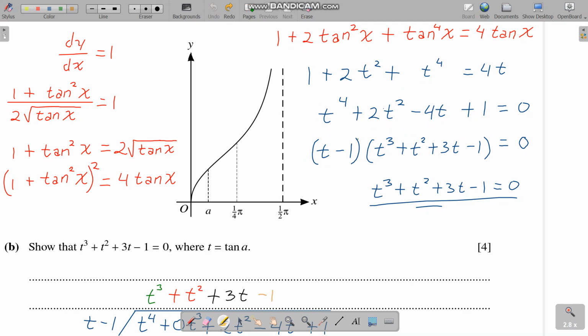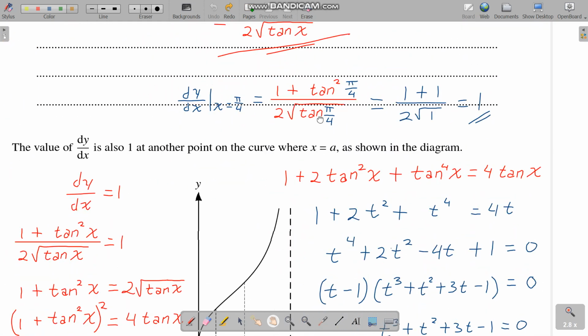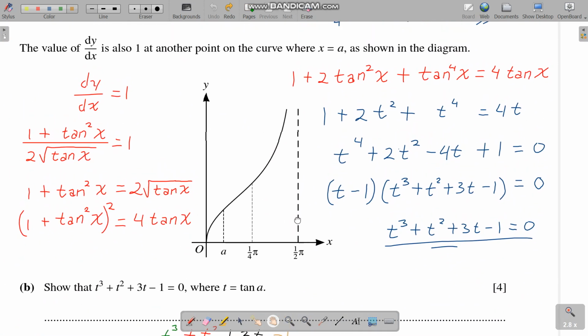And we are not solving t equals 1, because that is from the other solution. We know that already here, so we are looking for the other solution. It is also 1 at another point, so we are not using the point where x is pi over 4. We are finding the other point. So from the cubic equals 0, we are going to get the other point.